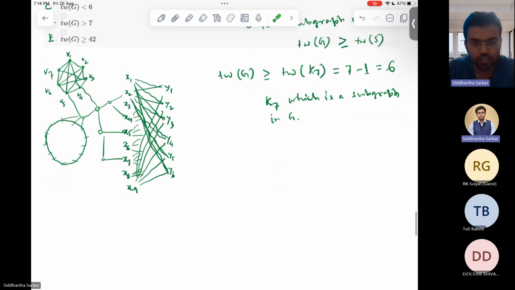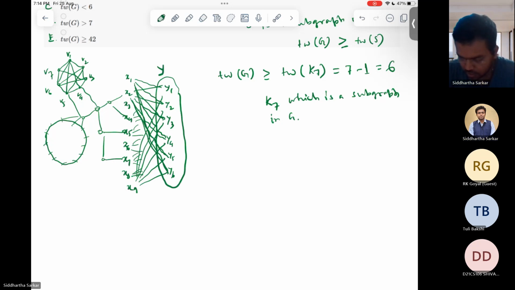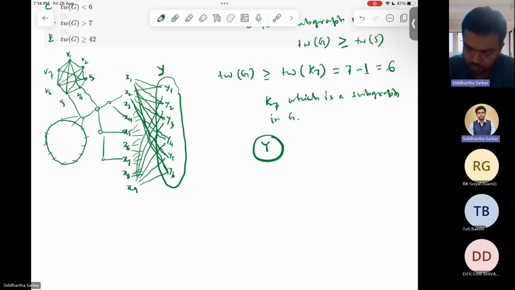So let us draw this. Let's do one thing. Let's call this entire set the Y set. So Y is the union of these 6 Y vertices. The tree decomposition is the following. You consider Y as one bag. So this bag contains 6 vertices. And there are 9 other bags.